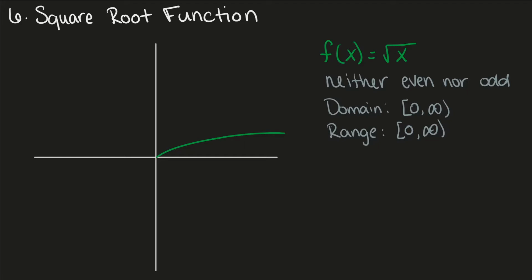Since we only have positive values in our function, our range is also 0 to infinity, because the smallest value it can be is 0, and it will go all the way to infinity. We'll never have any negative numbers. For our end behavior, as x goes to infinity from 0, y is also going to infinity.